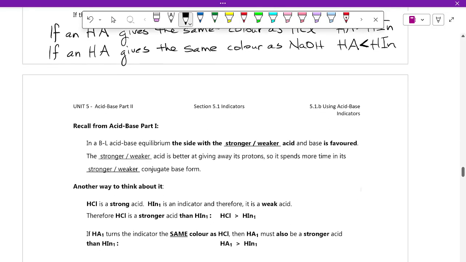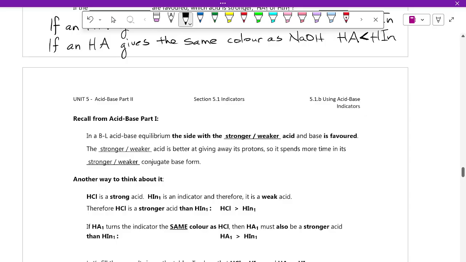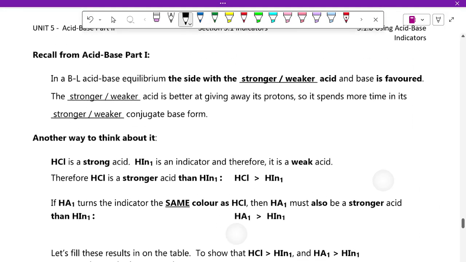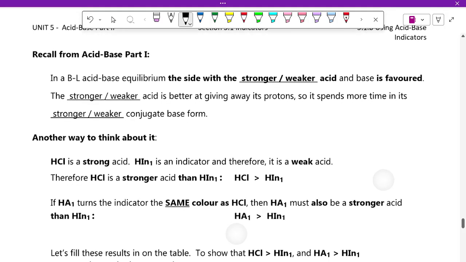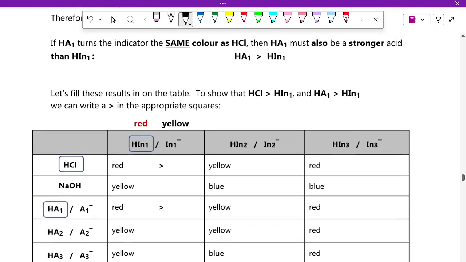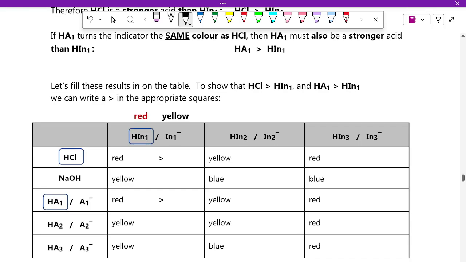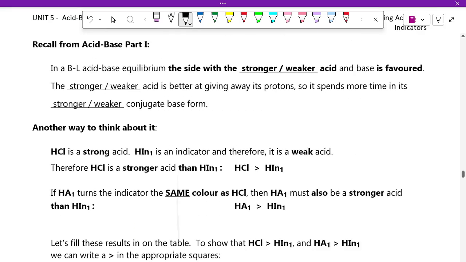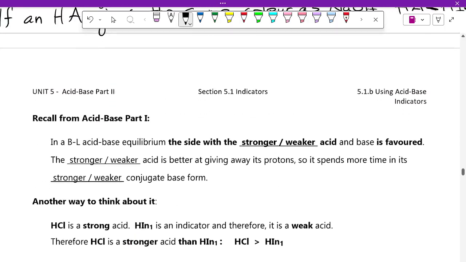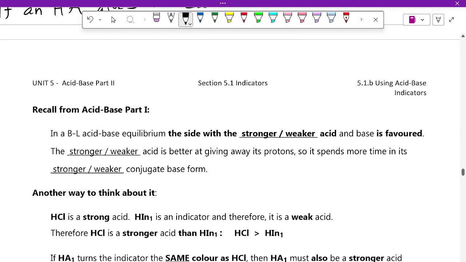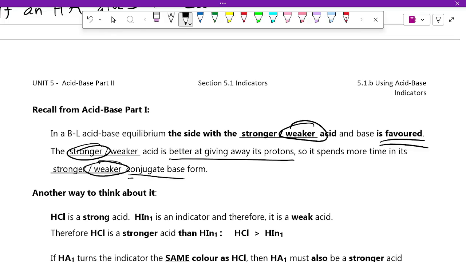Okay. I think this is just basically saying what we already said. Do we want to go through this again? Is that a yes or a no? Never mind. Okay. So we're just going to go down to the table here. Let's fill it in. In a Bronsted-Lowry acid-base equilibrium, the side with the weaker acid is always favored. The stronger acid is better at giving away its protons, so it spends more time in its weaker conjugate base form.